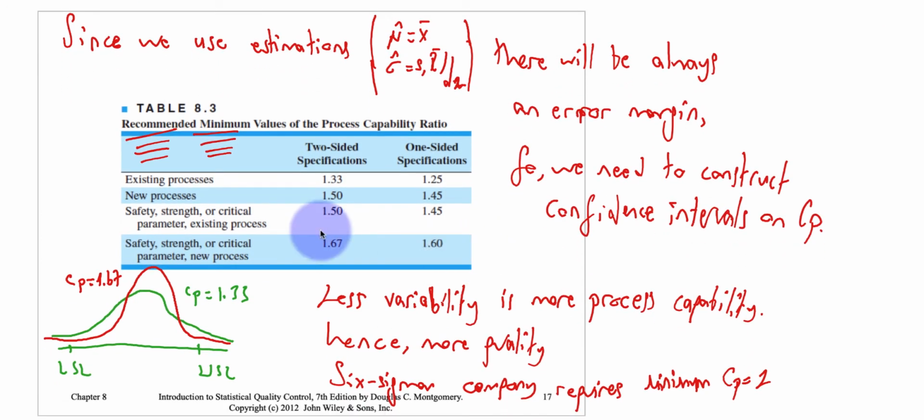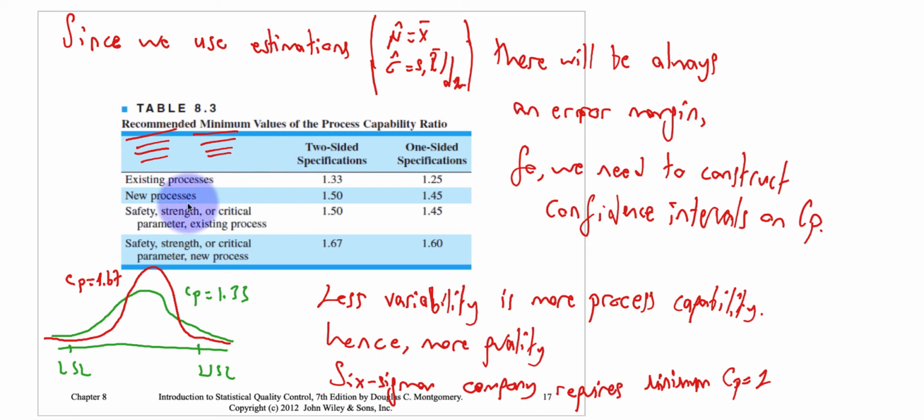So this table is for the minimum requirements for the process quality ratio in different occasions. For example, in existing processes, the minimum requirements for the process quality ratio are given for the two-sided and the one-sided specifications. This table is just common practice in industry, but it can change. So it's up to the decision maker here.